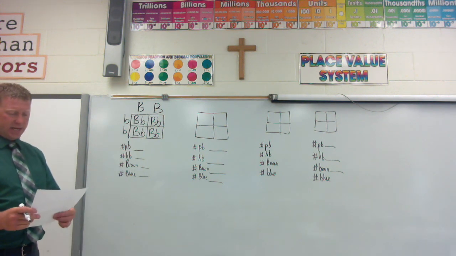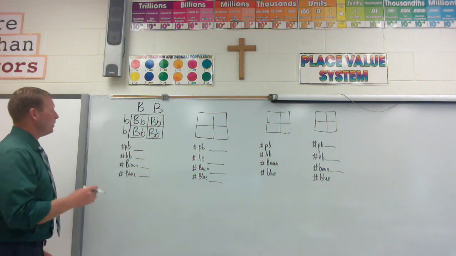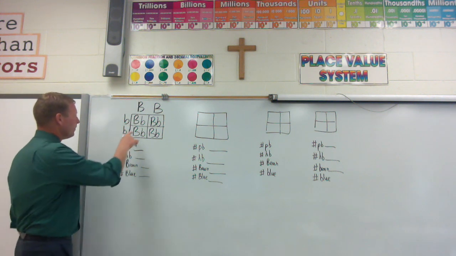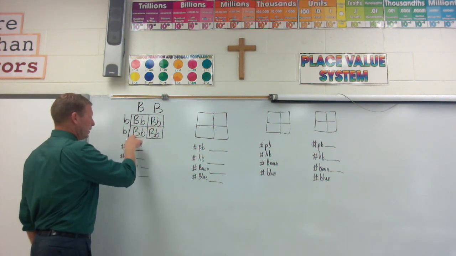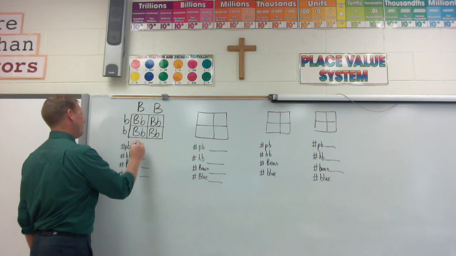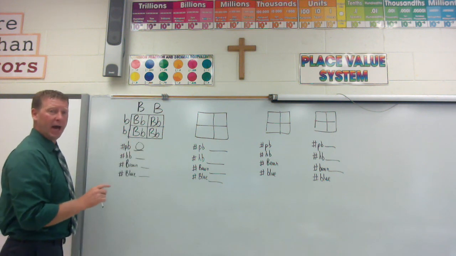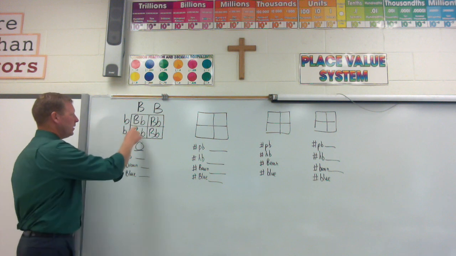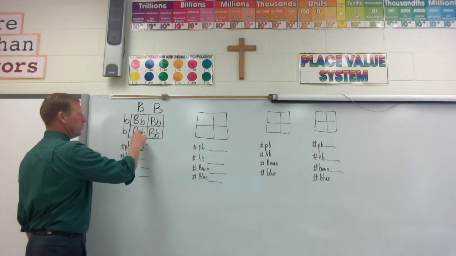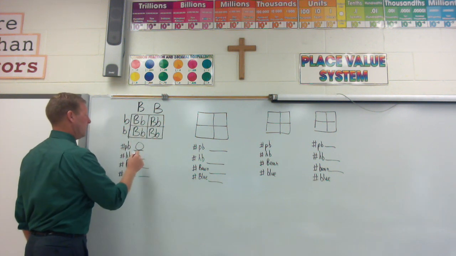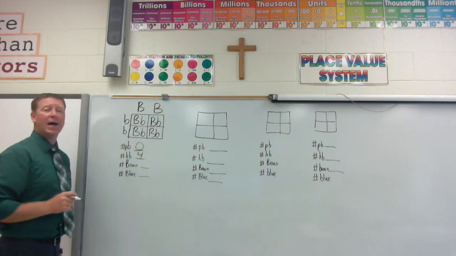So the next thing says, how many purebreds do you have? Purebreds, the letters are the same. Nope, I don't have any purebreds. How many hybrids? The letters are different. 1, 2, 3, 4. There are 4 hybrids.